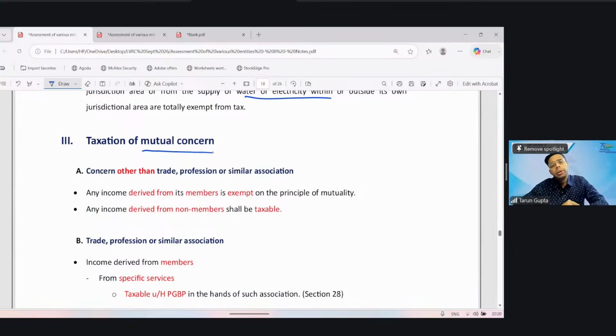Now, mutual concern. Remember, at the start of the class, we did the first question where the benefit of mutuality was given, where I told you that the court had said that no one can earn income from oneself. Okay? This is the concept of mutuality. So in case of a mutual concern, other than a trade, professional, or similar association, any income derived from its members is exempt on account of mutuality, and any income derived from non-members is taxable as usual. So the concept of mutuality applies only qua members.